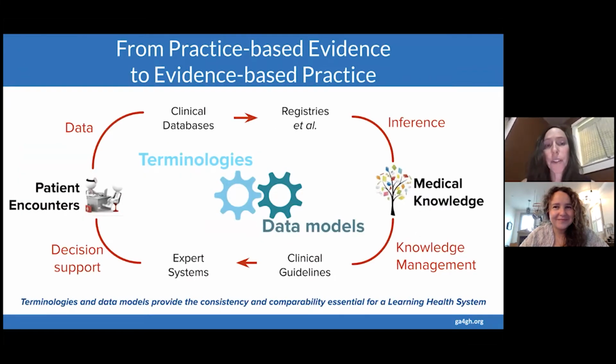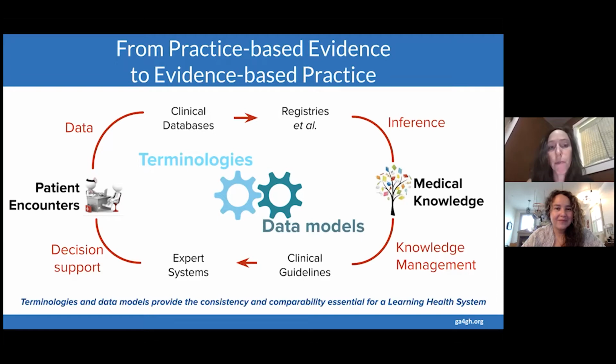So our work stream is really about the idea that we can go from practice-based evidence to evidence-based practice. And what I mean by that is that we want to understand the standards that are needed to take data from patient encounters, deliver them to clinical databases and other knowledge resources, such as registries, gain inference from that knowledge and create a corpus of medical knowledge that can then be managed and delivered in the form of clinical guidelines, clinical decision support, and expert systems back to the clinicians caring for the patients.